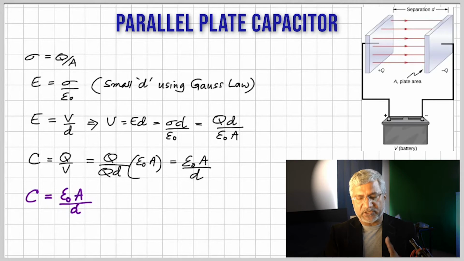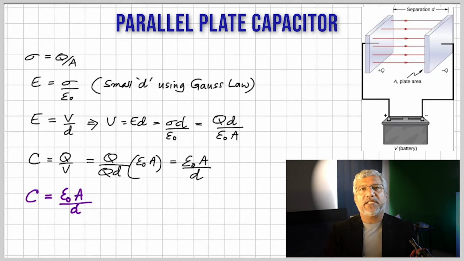Number one, notice that the capacitance does not depend on the charge. Mathematically, the charges got cancelled. Now, capacitance depends on epsilon naught, which is the permittivity of free space. In this derivation, we are considering that the material between the plates is air. So epsilon naught is the permittivity of air. It has a value 8.85 times 10 to the negative 12.